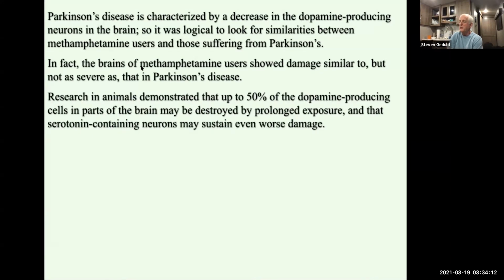Okay, research in animals has said that 50% of the dopamine producing cells in part of the brain may be destroyed by prolonged exposure. Okay, and that serotonin containing neurons may sustain even worse damage. Serotonin controls your sleep patterns. Okay, so it's affecting the memory parts of your brain, the dopamine producing one, the pleasure centers, and then the serotonin uptake receptors also. Okay, serotonin controls your moods.